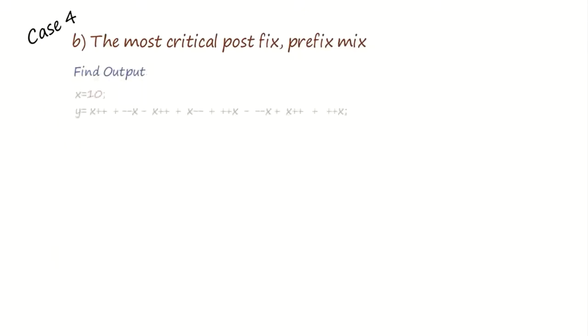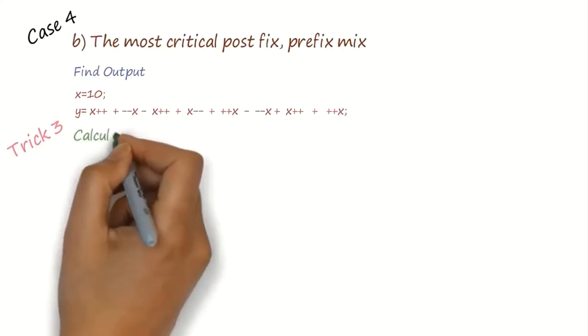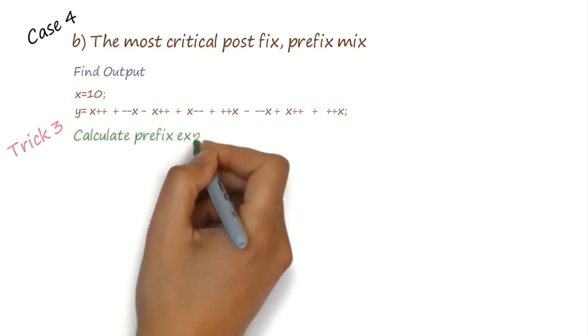Let's consider the most critical case, with post and prefix operators together in one expression. Always remember, whenever you are evaluating pre and post increment decrement operators together, the pre operators are executed before post operators. Therefore, associativity of pre-operators is considered first. And we already know the associativity of prefix is right to left and postfix is left to right.